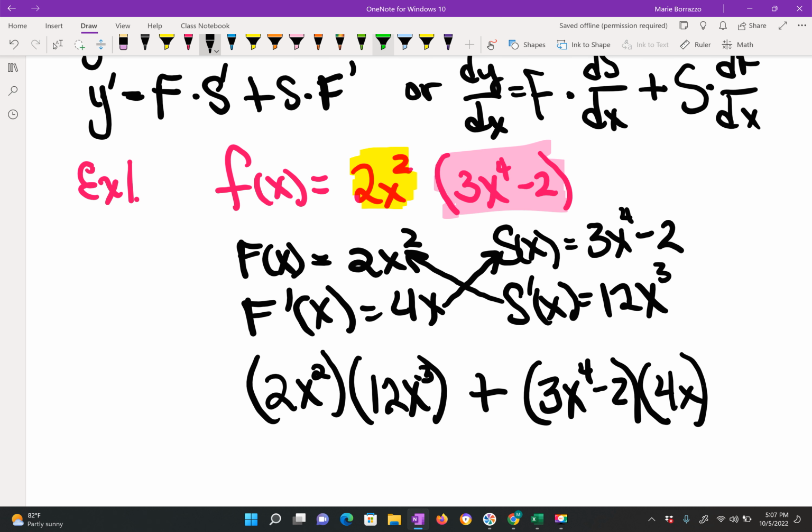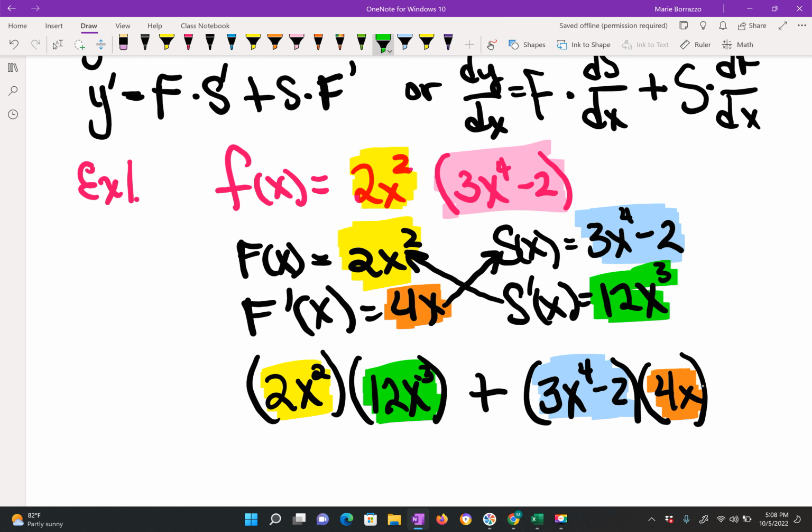You want to see the color code? Follow the color code. Yellow is our 2x squared, and that goes here. The orange is its derivative, which is over here. In blue, I have the original 3x to the fourth power minus 2, which is right here. Its derivative is going to be right here, in green, 12x cubed.